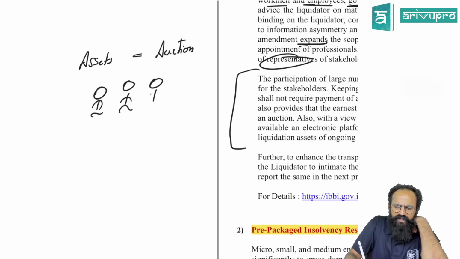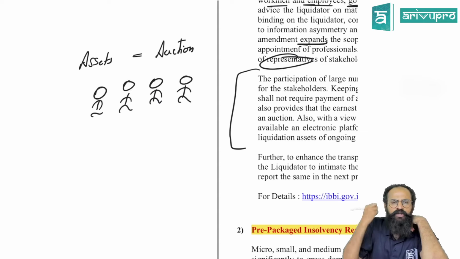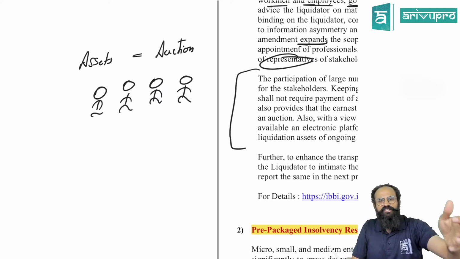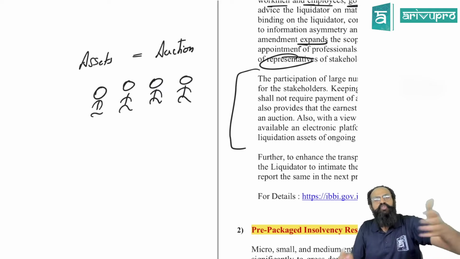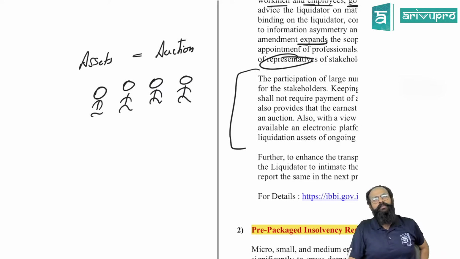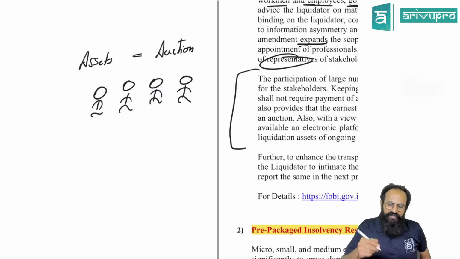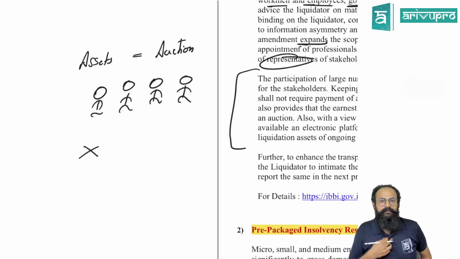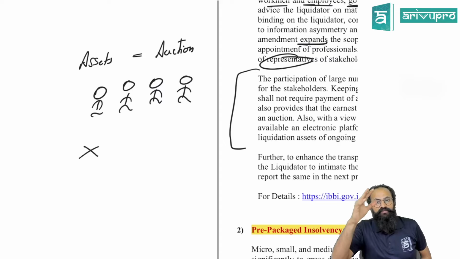Why? If one or two come, obviously you will not get a higher price. In an auction, what happens? Bidding will start. So we want more people to participate in the auction. Now what we have done, in the amendment, we have taken steps so that more and more people can participate in the auction. How? First thing, we have absolutely taken away participation fees. Meaning, if people had to participate in the auction, there was something called a deposit they had to make. Now we have removed that.